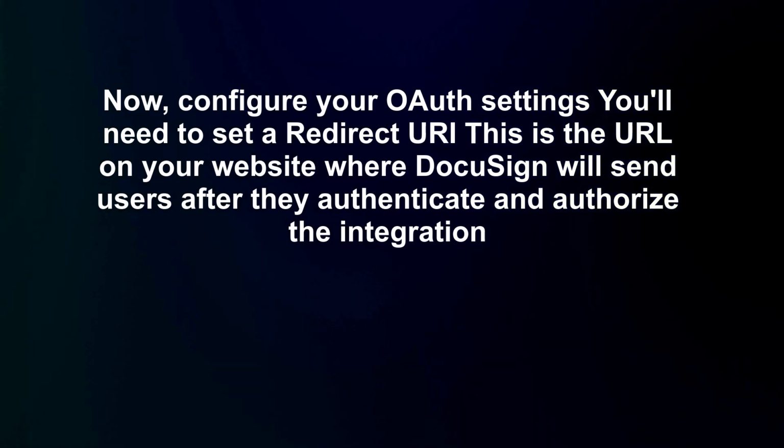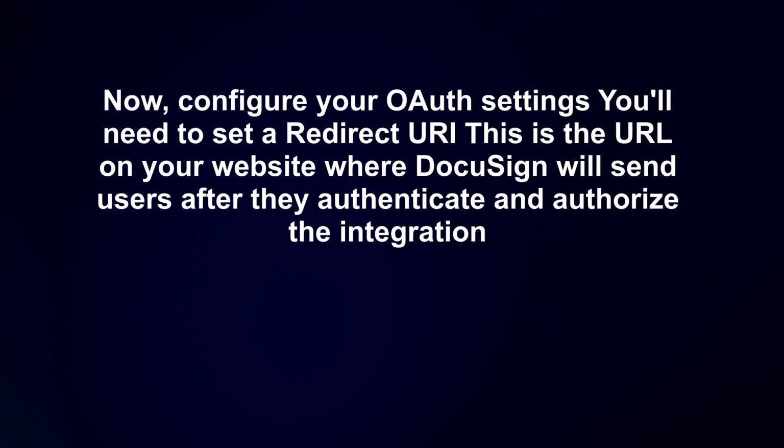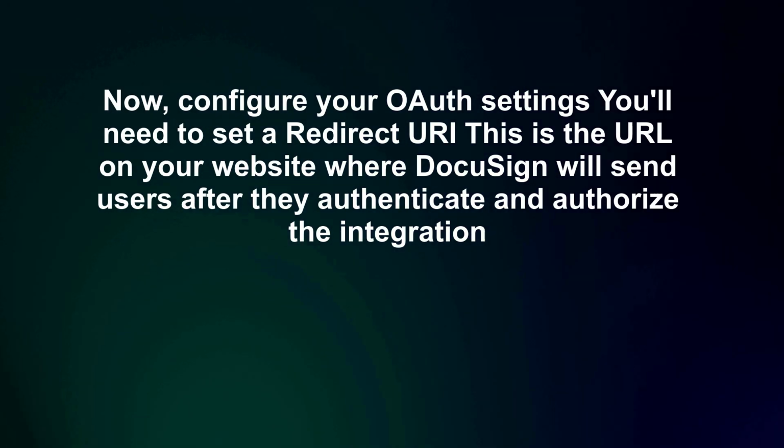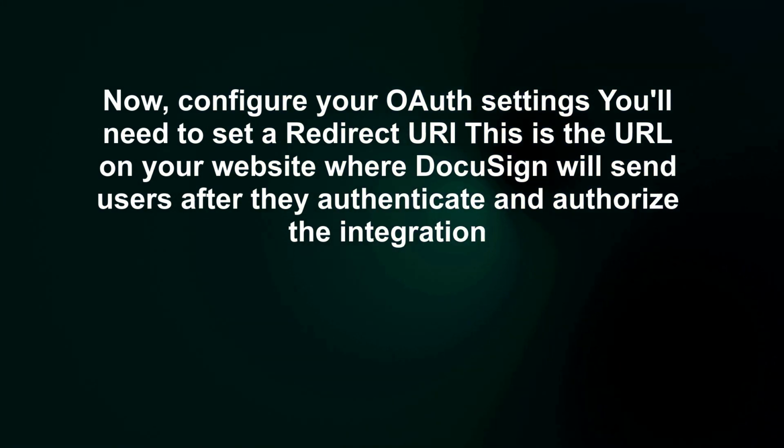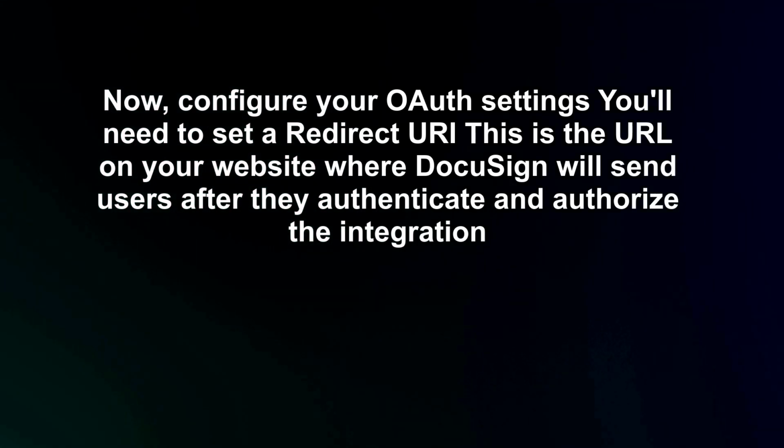Now, configure your OAuth settings. You will need to set a redirect URI. This is the URL on your website where Docusign will send users after they authenticate and authorize the integration.